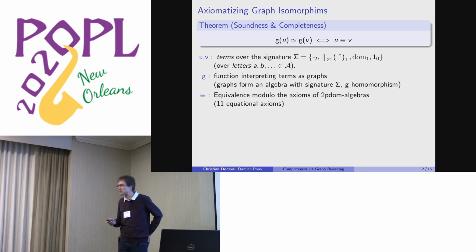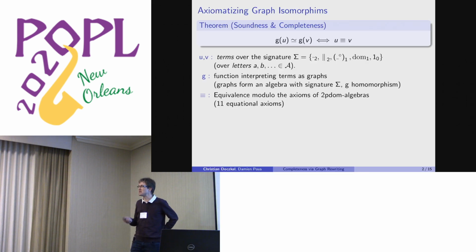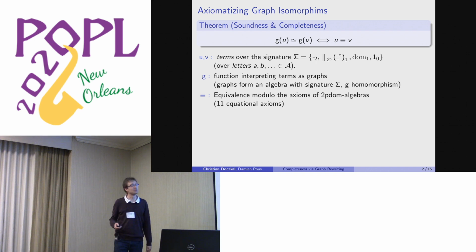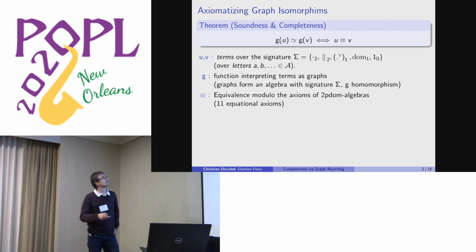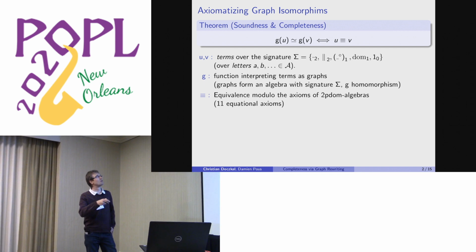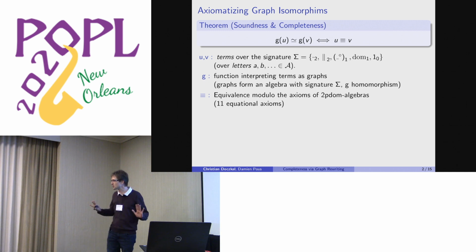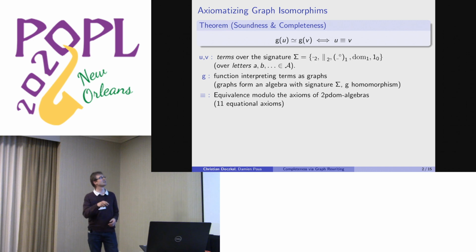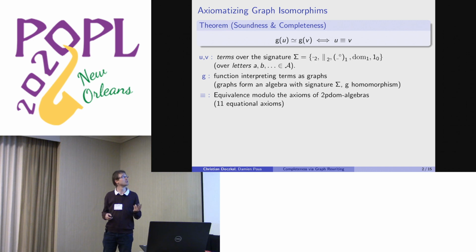And I guess I should start by explaining what we actually mean by axiomatizing graph isomorphism, because that's not something that people in this audience would normally do. What we mean by this is formalizing or proving a statement of this shape, where you have a language of terms over some signature. In our particular case, the signature is one which has two binary operations, two unary operations, and a constant over some collection of letters taken from some alphabet.